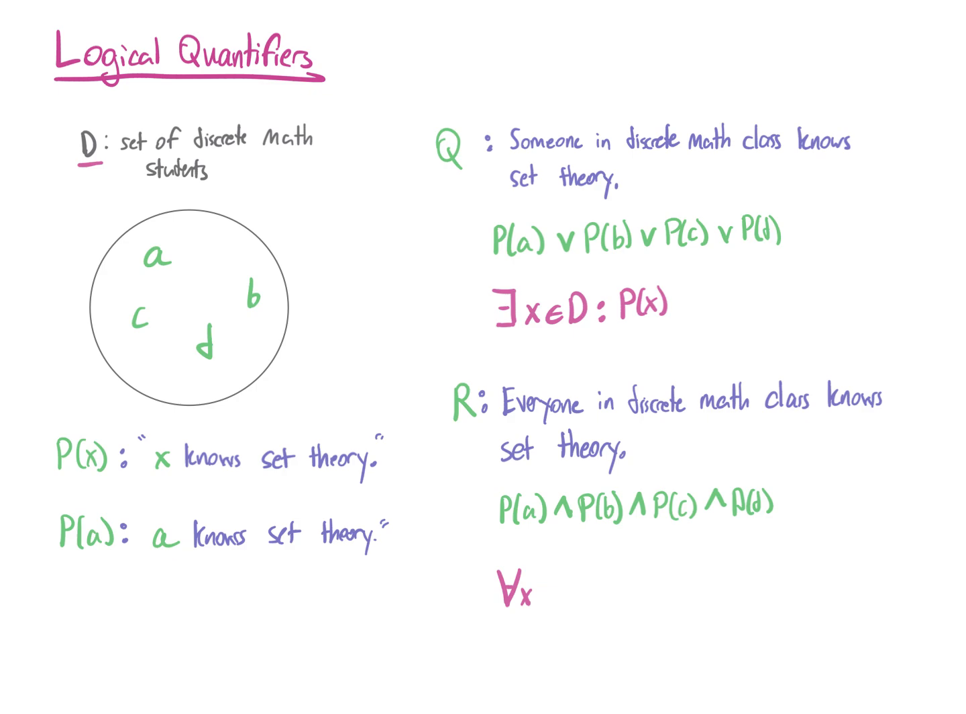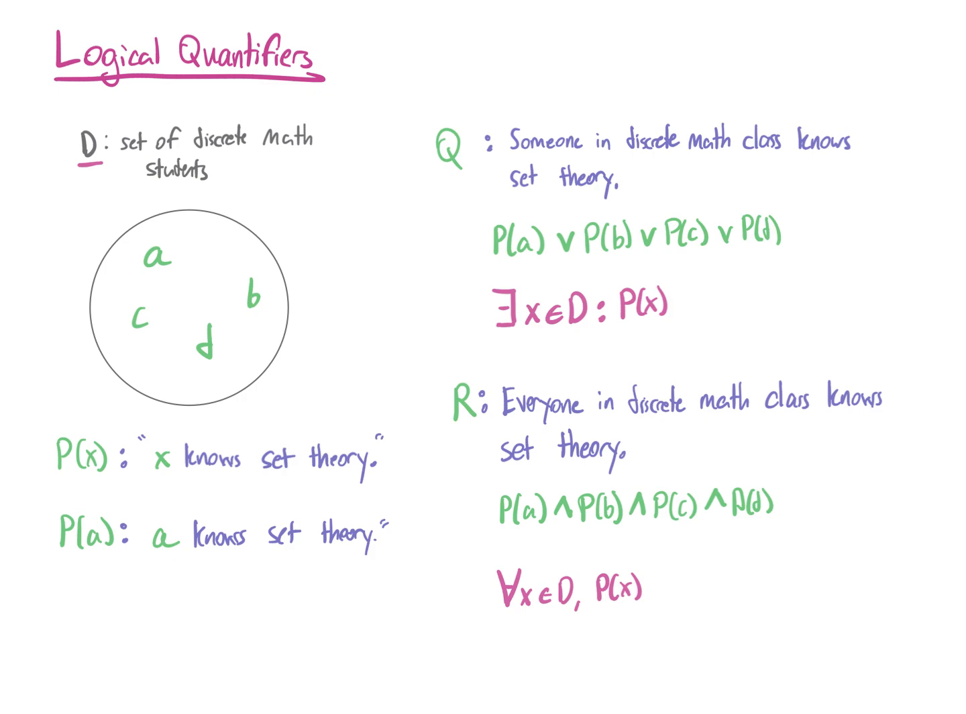Similarly to before, I say for all x in D, so for every element of this set D, for all x in D, it's the case that P of x. For all x in D, P of x is true.